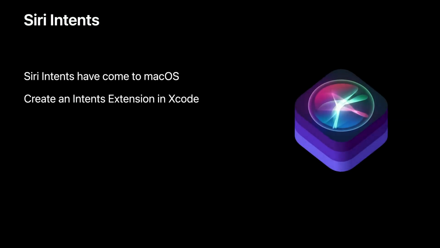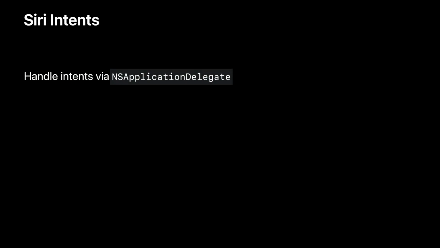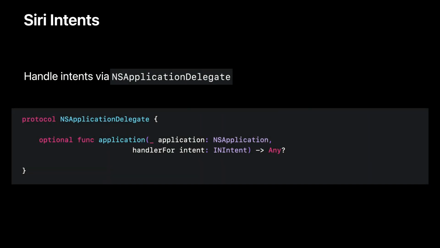We've also brought Siri intents to macOS. You can now handle intents by creating an intents extension in Xcode. Or, if you need to handle them from your main application, you can return an intent handler from your application delegate. In your app delegate, implement the application(_:handlerFor:) method, returning a handler object for any intent that you can handle. Every type of intent has its own handler protocol that the returned object must conform to, so check the Intents Framework documentation for more details on implementing a handler object.